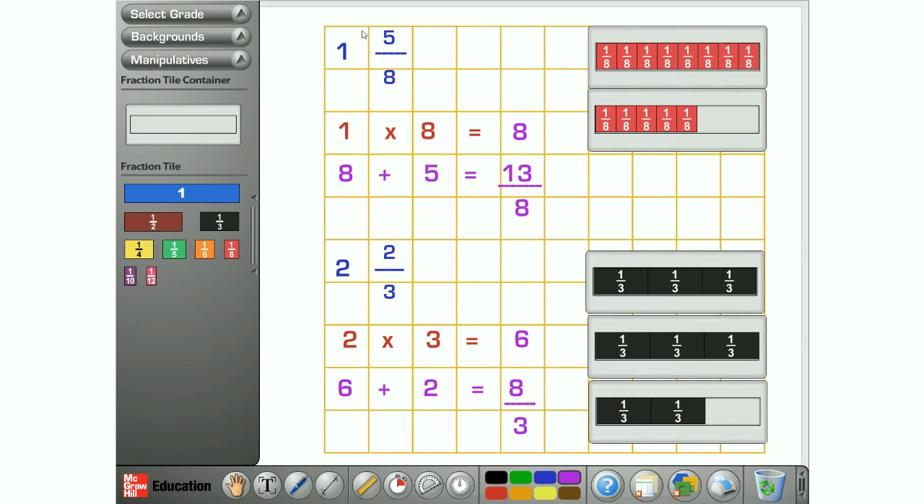And there we go. So 1 and 5/8 is the same as 13/8, and 2 and 2/3 is the same as 8/3. Hope that helps.